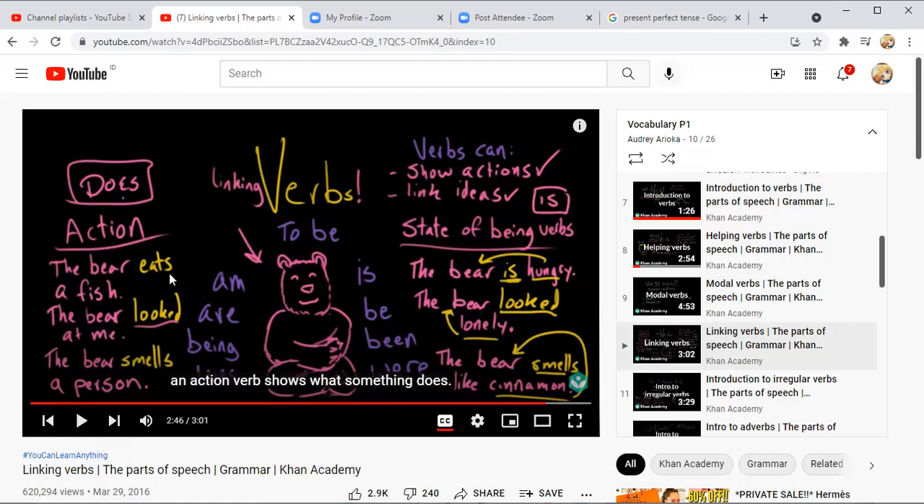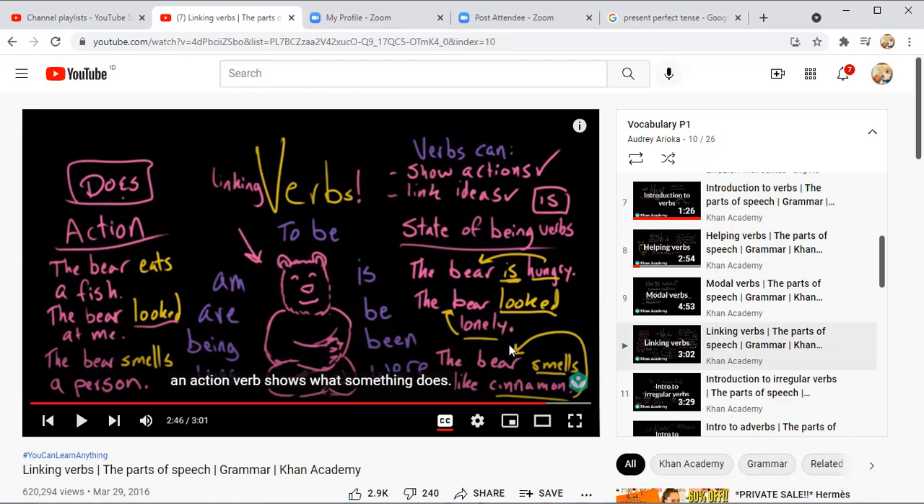And then about looked lonely, the bear is not looking at something. Jadi kan beruang itu tidak melihat ke suatu tempat kan. Kita yang melihat beruangnya dan kita merasa, we think that the bear looked lonely. It's just describing how the bear appeared to us. Jadinya kan hanya mendeskripsikan seperti apa kelihatannya si beruang itu.